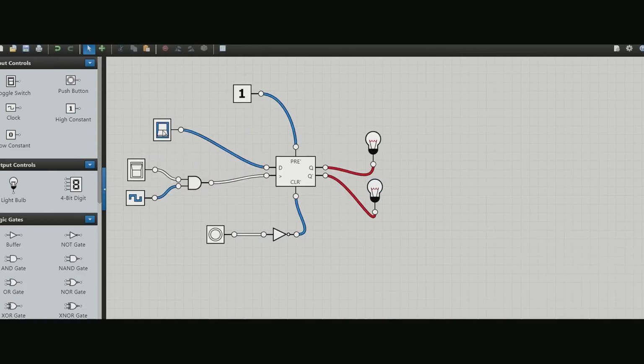Simulation of D flip-flop. When one input is 1, Q dash is 1. When the second input is 1, Q dash is 1. And when both the inputs are 1, Q is 1.